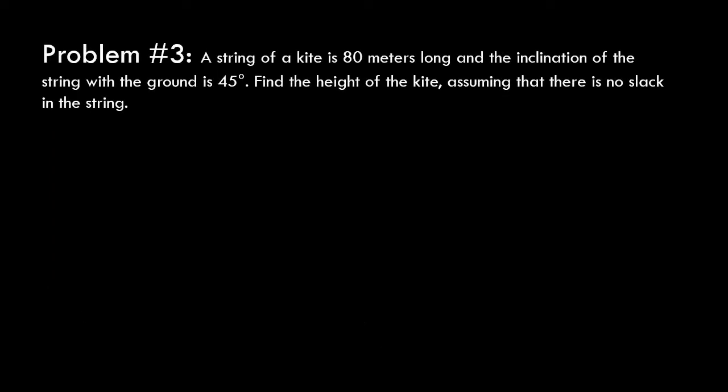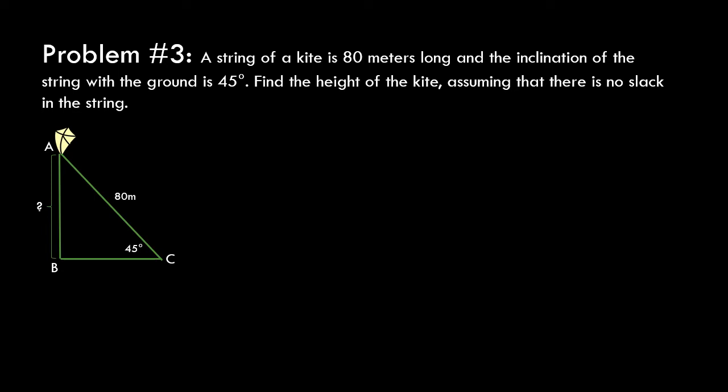A string of a kite is 80 meters long, and the inclination of the string with the ground is 45 degrees. Find the height of the kite, assuming that there is no slack in the string. So in this problem, we have a kite, and it has an 80 meters long string, which is inclined to the ground by 45 degrees. The thing that we are looking for is the height of the kite. How far is the kite from the ground?